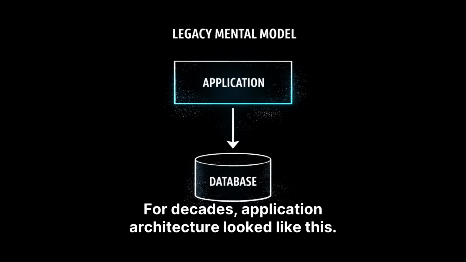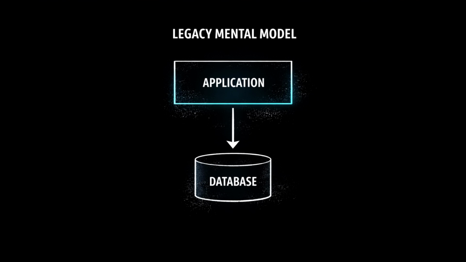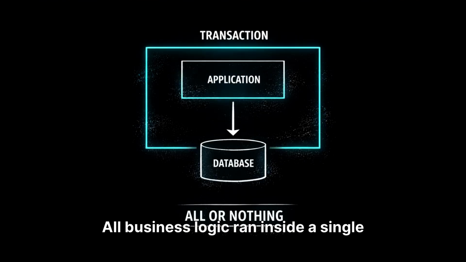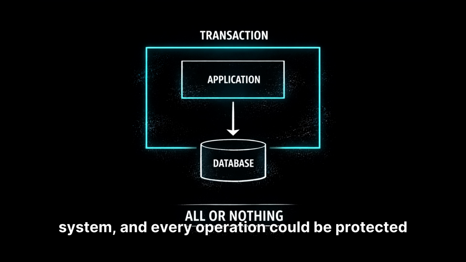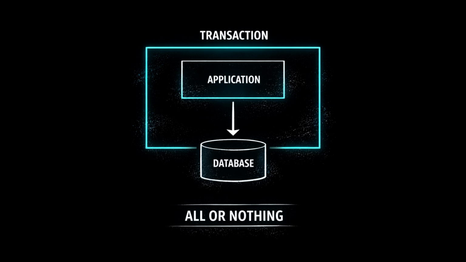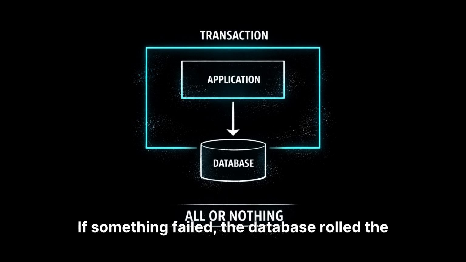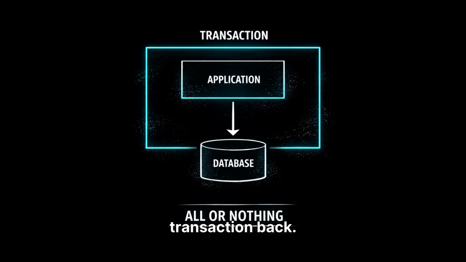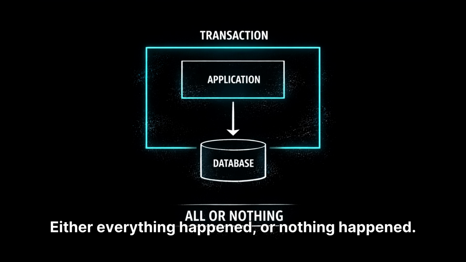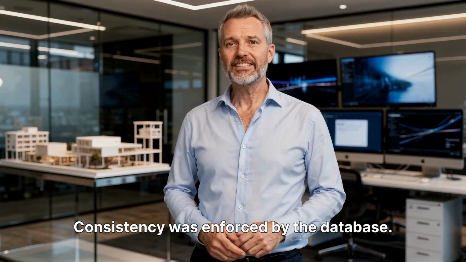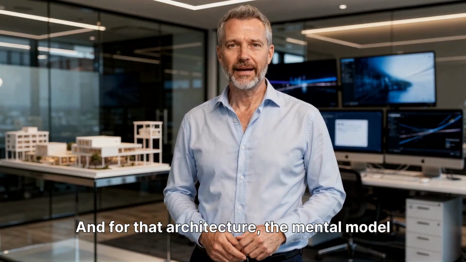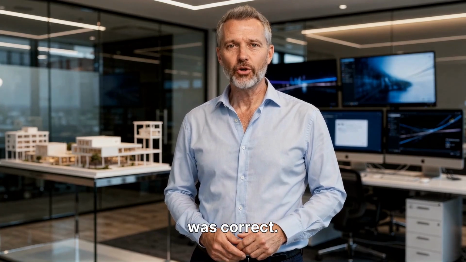For decades, application architecture looked like this. One application, one database. All business logic ran inside a single system, and every operation could be protected by a transaction. If something failed, the database rolled the transaction back. Either everything happened or nothing happened. Consistency was enforced by the database, and for that architecture, the mental model was correct.